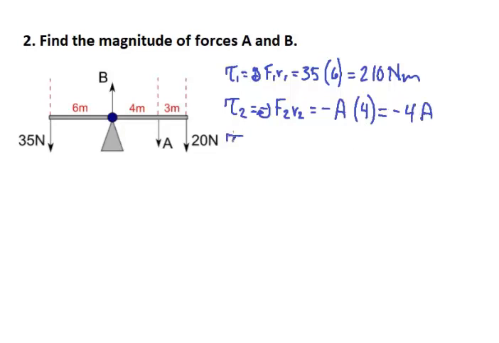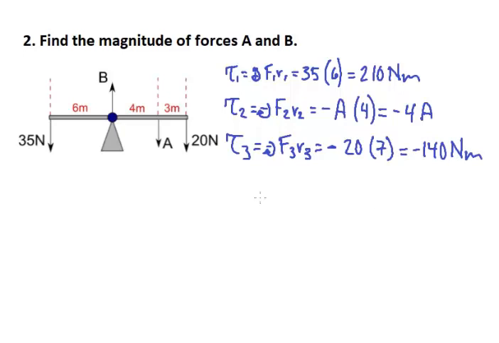Torque number 3 follows the same trajectory. That means this is also a negative torque. I'll use F3, R3. Since it's negative, I'll put minus. The third force is 20 newtons, and the lever arm for 20, from this force to the fulcrum, the distance is not 3, it's 7. So minus 20 times 7 will give me minus 140 newton-meters. Those are the 3 torques that I need to consider.